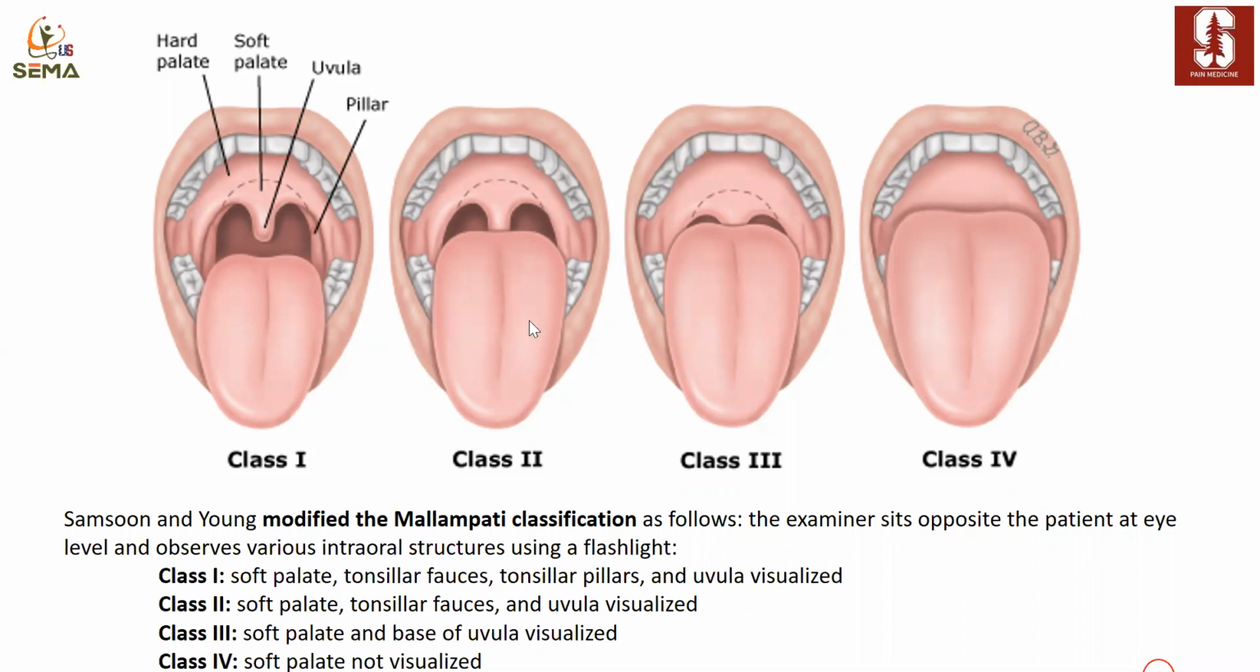Then you go to 2, you're still seeing the soft palate. The uvula is not completely visualized. And then you go to 3, where the soft palate is seen, the base of the uvula is seen, but definitely not the whole uvula. And 4, you're not seeing even the soft palate.